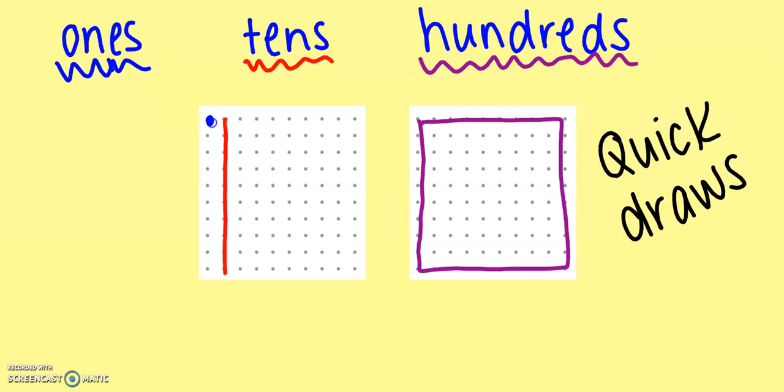We have the ones, the tens, or sometimes we call them 10 sticks. That's what I do. And there's also the quick hundreds. They're easy and they're quick. You can practice these at home too.